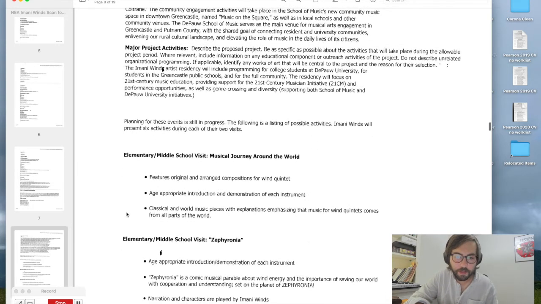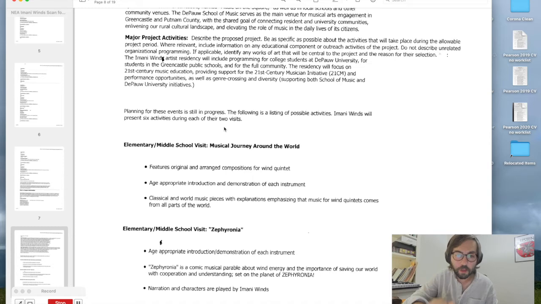And then there is an actual description of each event. Now, planning for these events is still in progress. This is a useful thing because for some of y'all, there's still some stuff up in the air for your projects. It's okay to say that, right? That's very, very often the case. The following is a listing of possible activities. Imani Wentz will present 6 activities during each of their 2 visits.